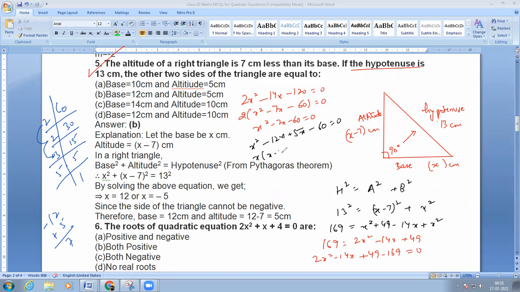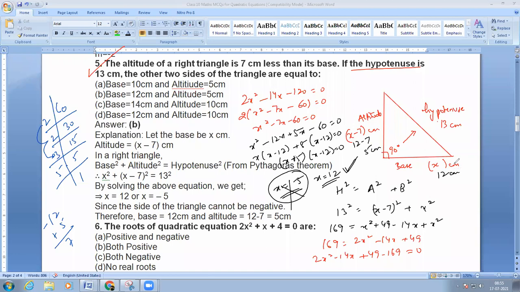x will be taken as common, so x minus 12 and plus 5 will be taken as common. So x plus 5 into x minus 12 is equal to 0. x is equal to minus 5 and x is equal to 12 is your answer. But the length cannot be negative. So the length x value is 12. So if x is 12, the altitude will be 12 minus 7, that is 5. So it is 5 centimeter and 12 centimeter. So the altitude is 5 centimeters.